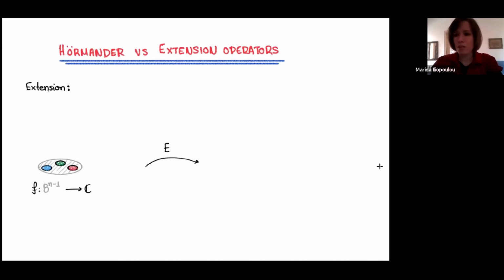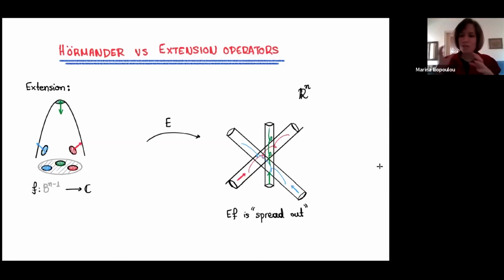For the extension operator, let's just start with a given function that has some big mass on the unit ball. Okay, it's spread out, its domain is spread out. Now the extension operator will take this mass and spread it out a lot along tubes. The reason this mass is spread out is that the tubes will point in directions normal to the caps above.